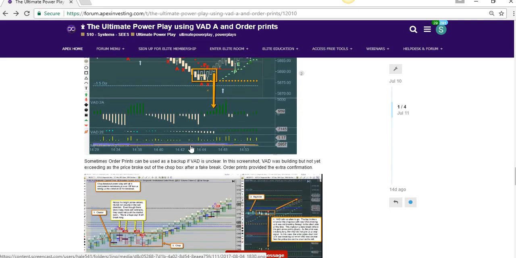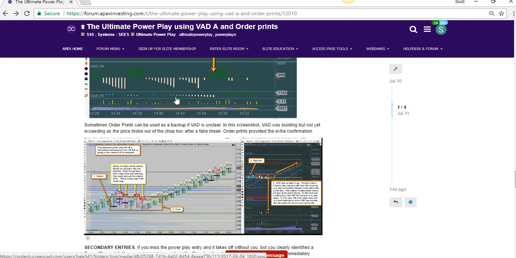Now, sometimes, all right, let's just look at this real quick. Sometimes order prints can be used as a backup if VAD is unclear. All right, sometimes you'll have a coil or tight chop area and VAD's a little unclear. Like you see it starting to break out, you feel like it's breaking out. VAD is not 100% clear.